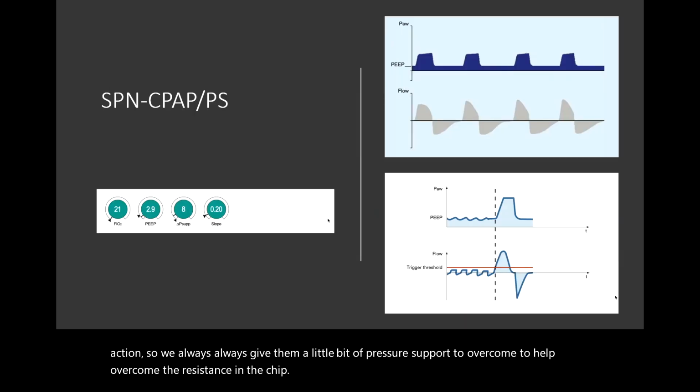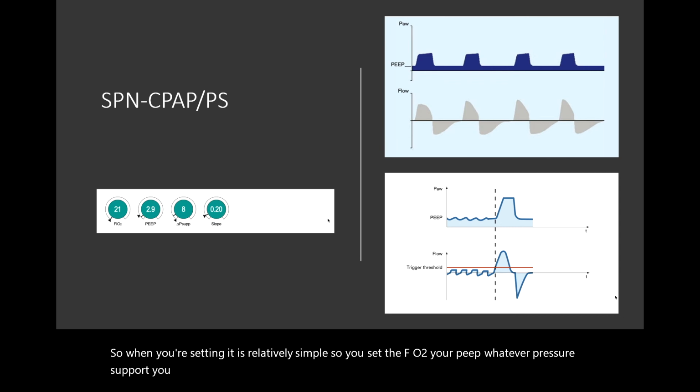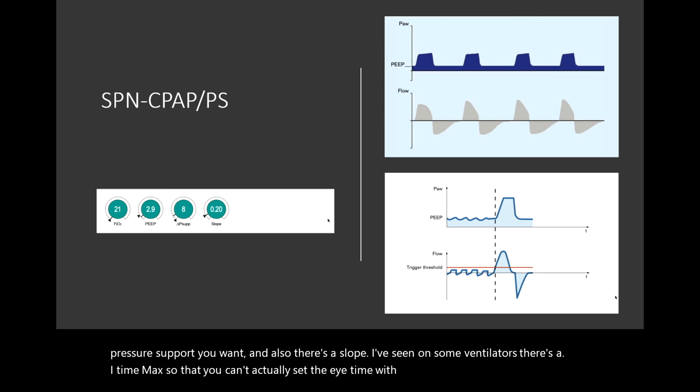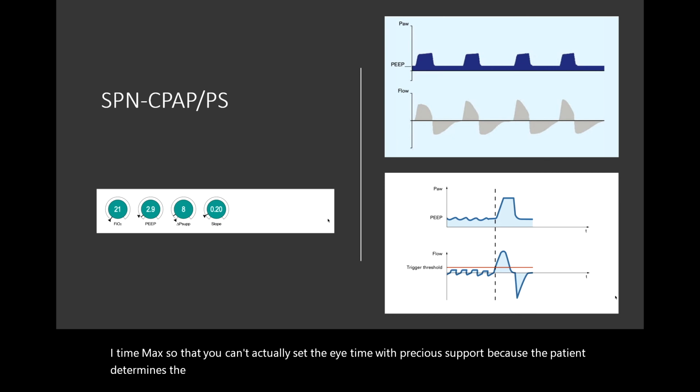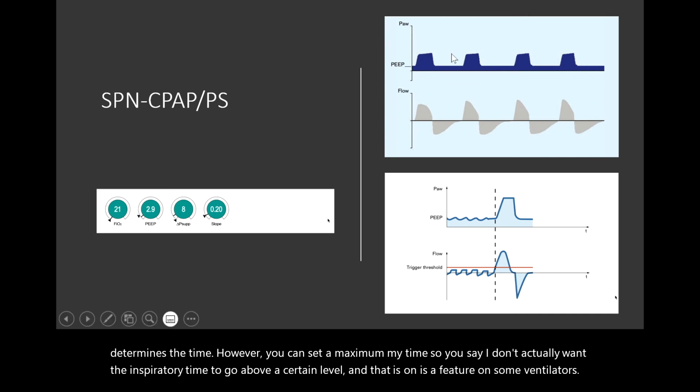So when you're setting it, it's relatively simple. You set the FiO2, your PEEP, whatever pressure support you want, and also there's a slope. I've seen on some ventilators there's an I time max, so you can't actually set the I time with pressure support because the patient determines the I time. However, you can set a maximum I time. So you say, I don't actually want the inspiratory time to go above a certain level, and that is a feature on some ventilators.